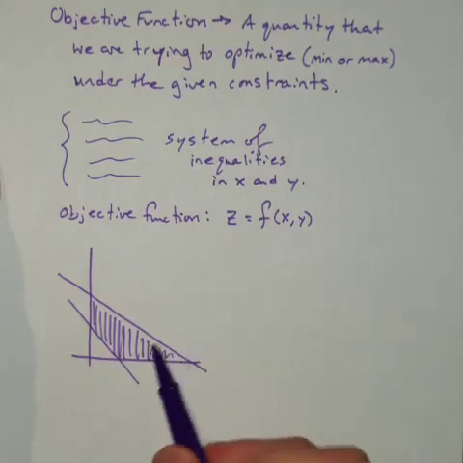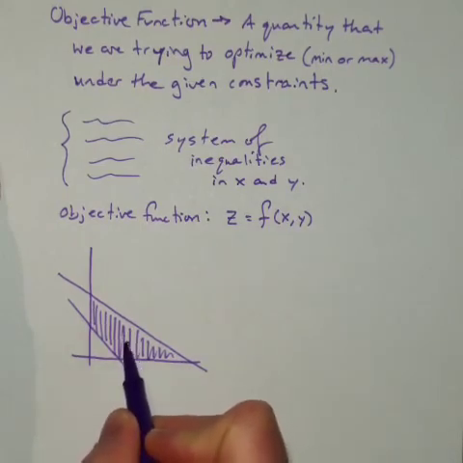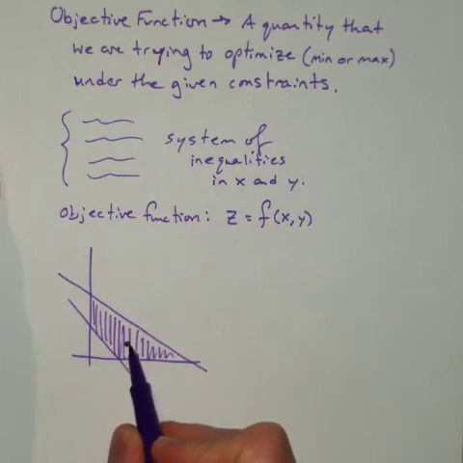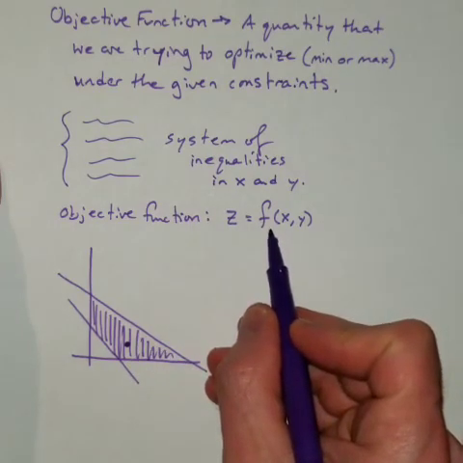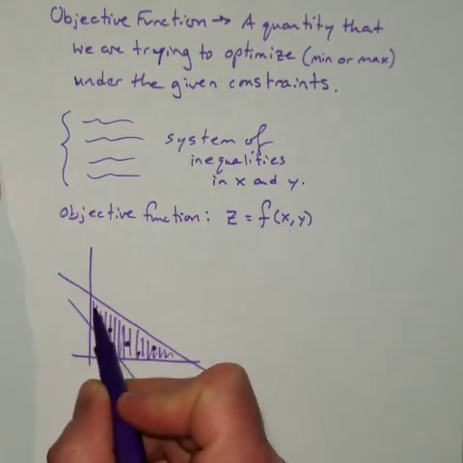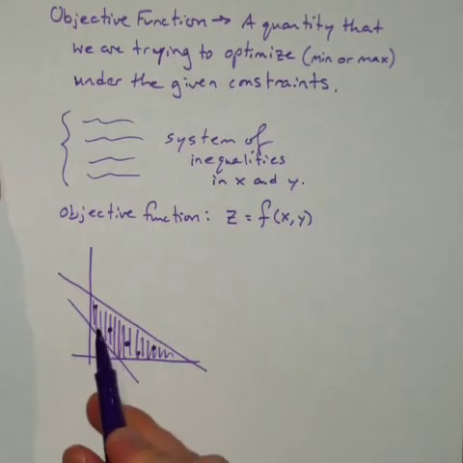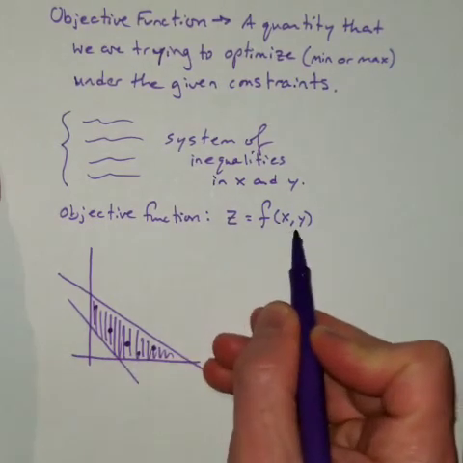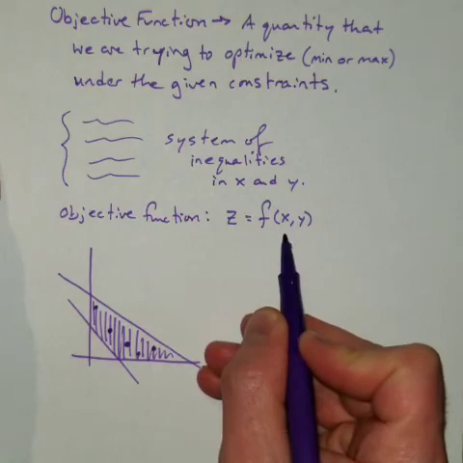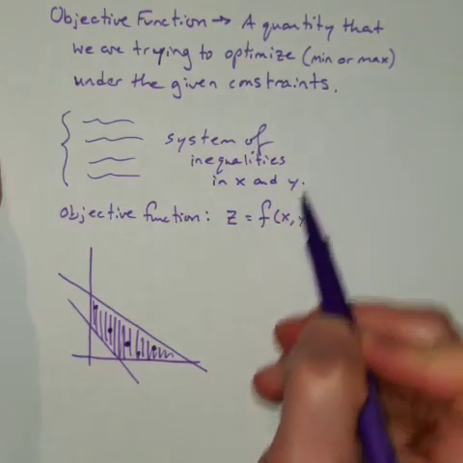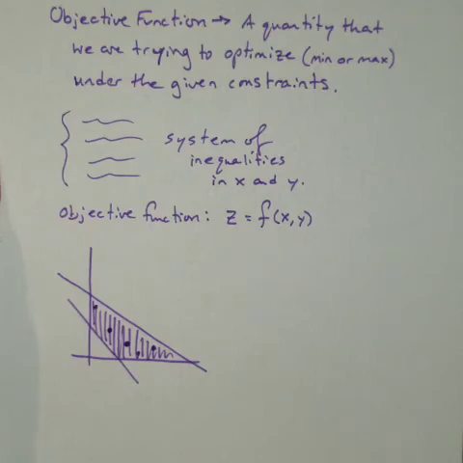But what you can imagine is picking points inside this region. They have xy coordinates, and you plug them into the objective function. And you do that for another point, and another point, and maybe a point over here. And if you took every point in that region and plugged them into the objective function, the question then is, what point gives you either the lowest or the highest value, depending on the problem?